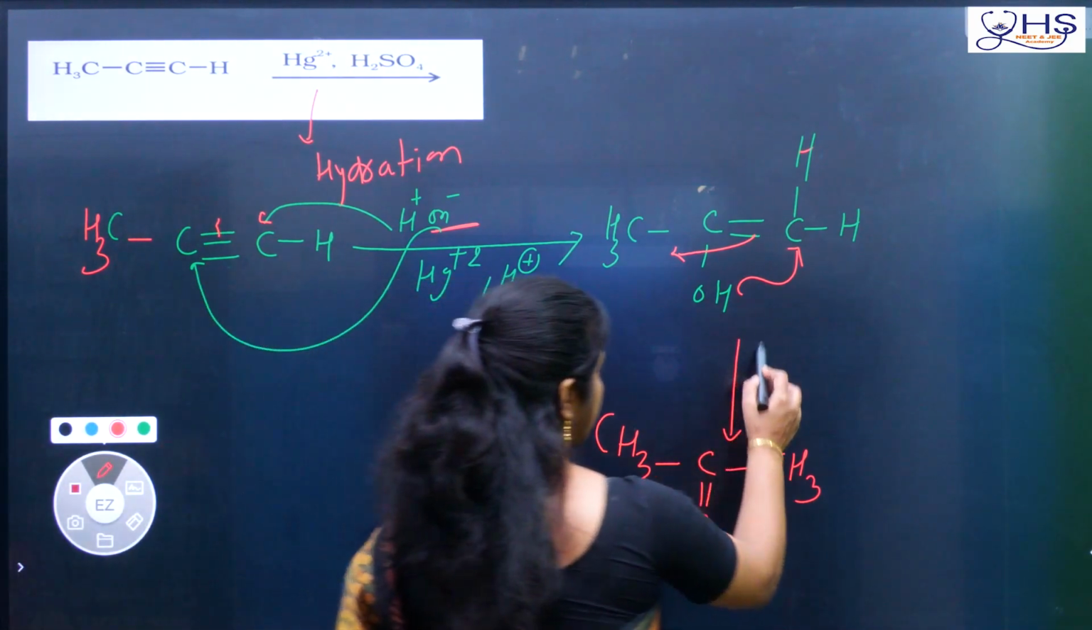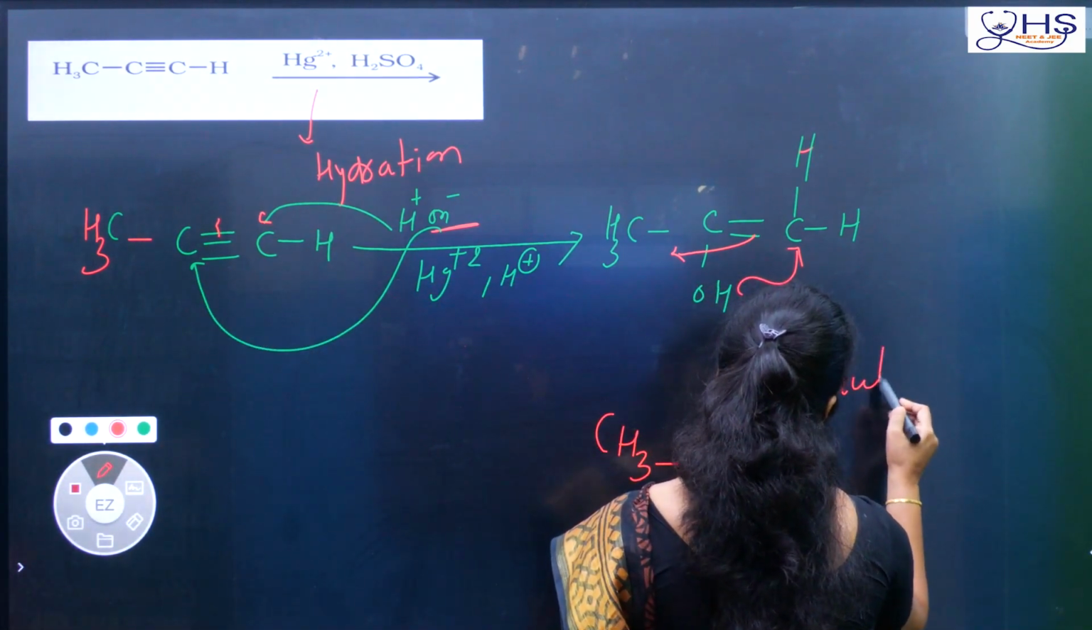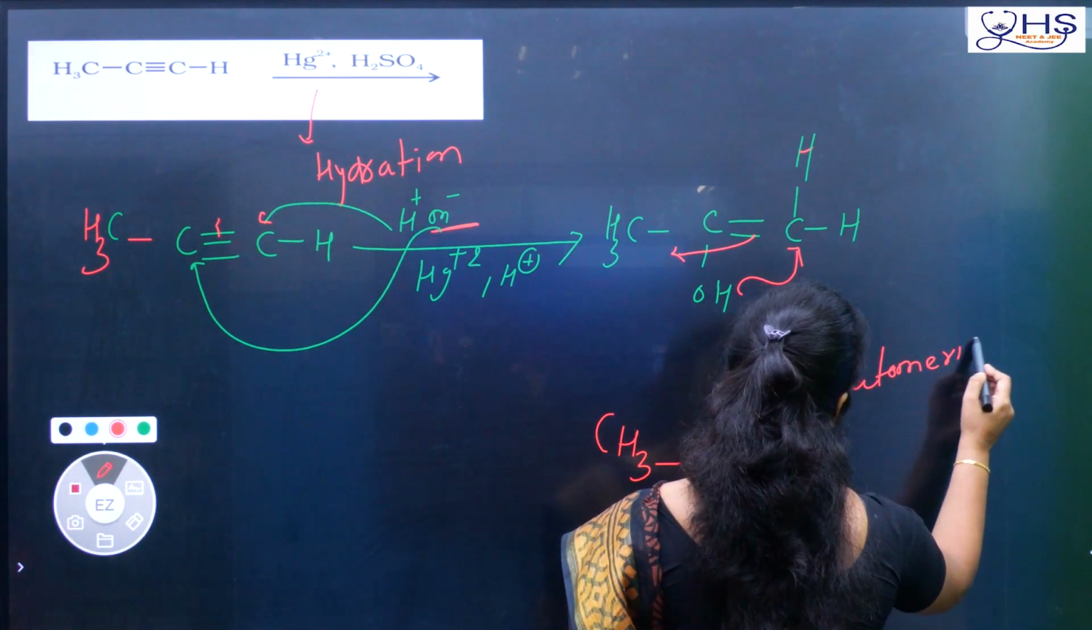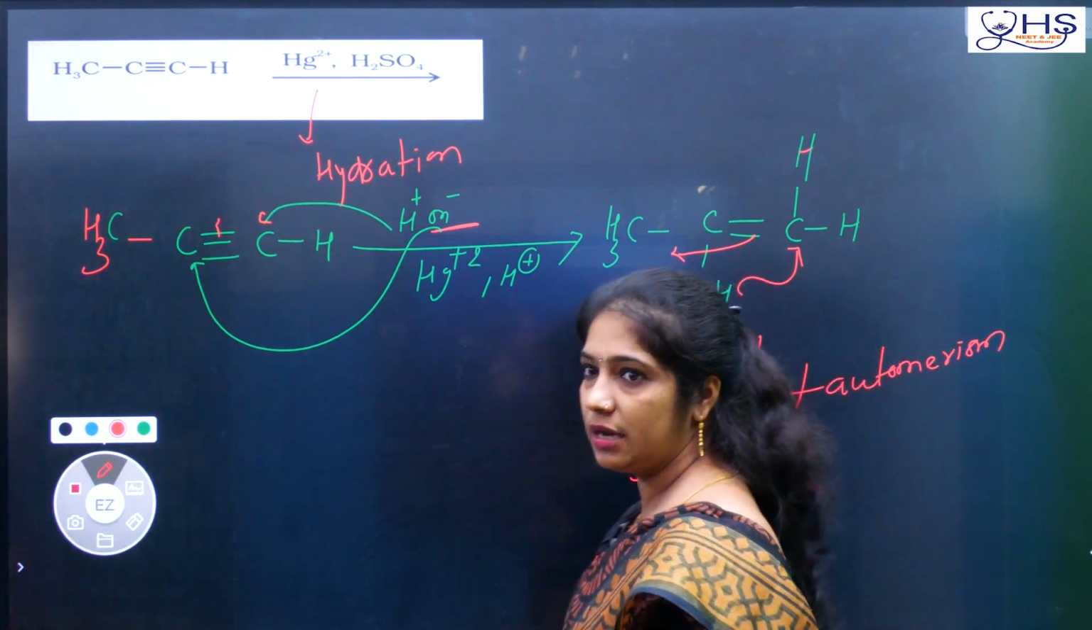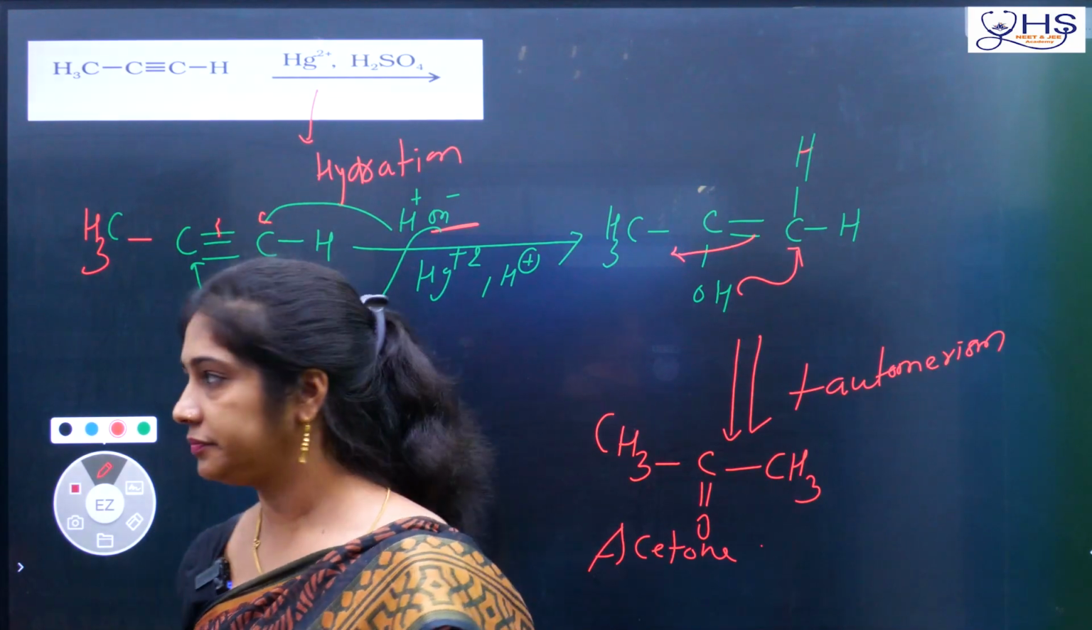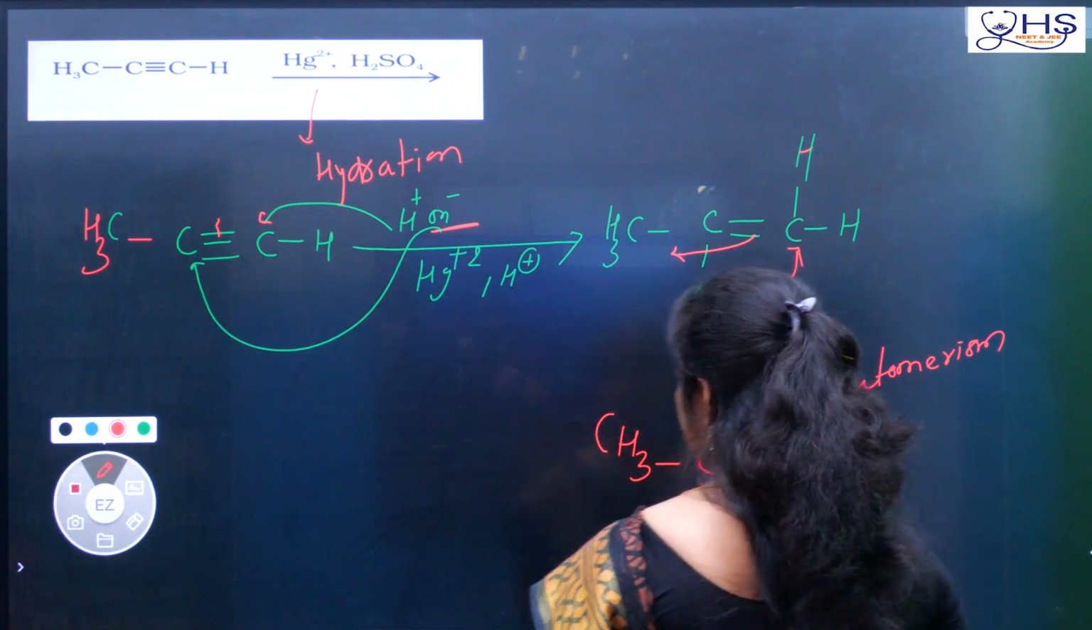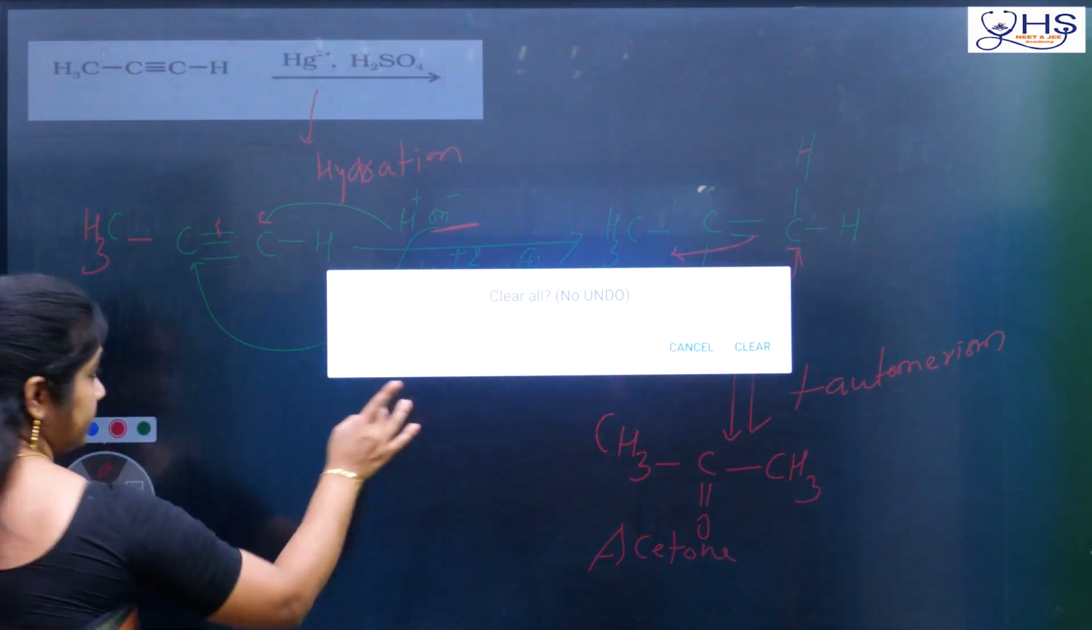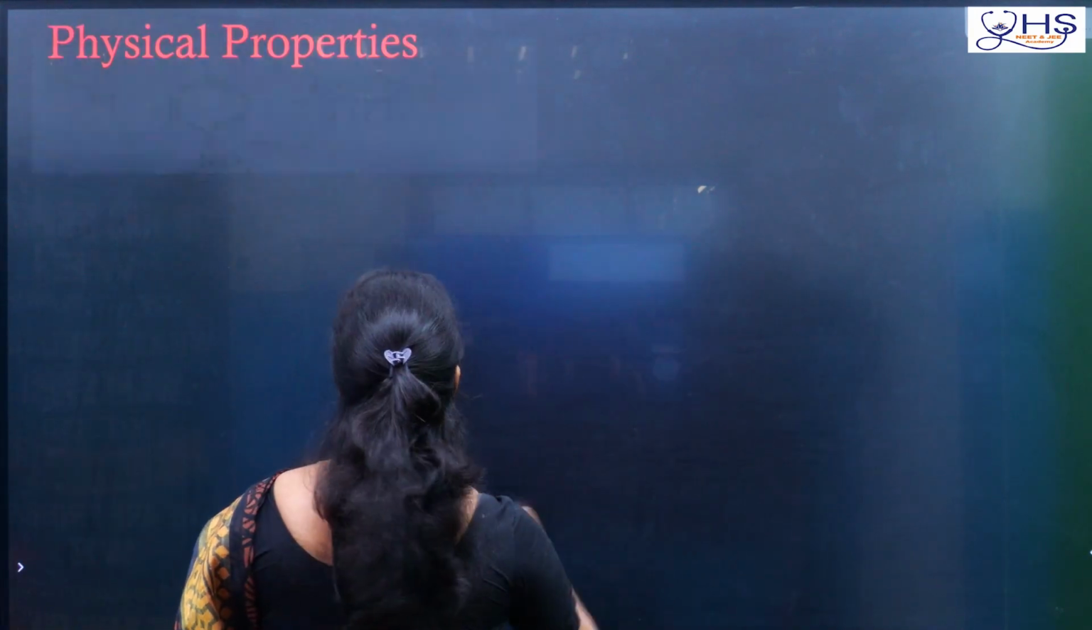This process is known as tautomerism. So what are we doing? Shifting of double bond and hydrogen. We are shifting the double bond as well as hydrogen. Next we will move to the next topic. We will go for physical properties.